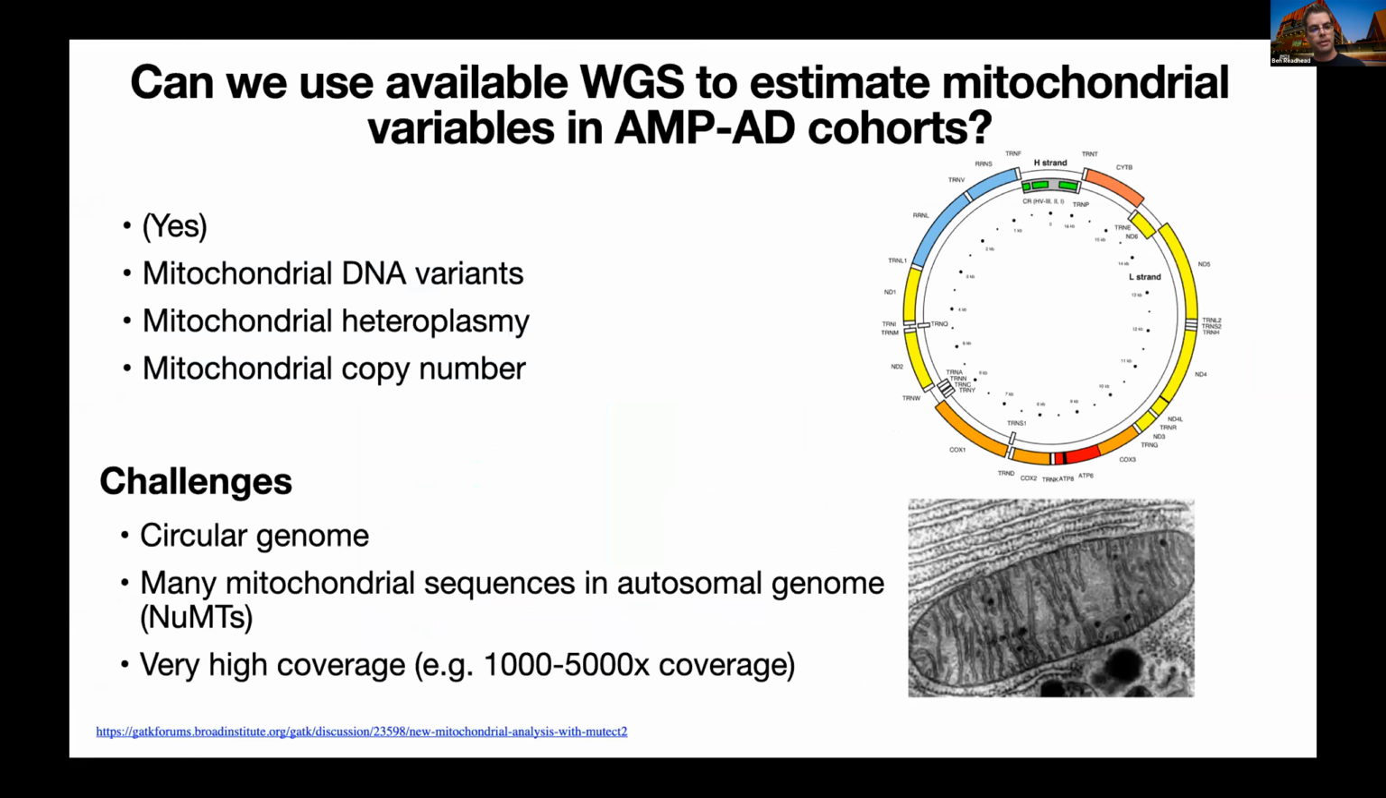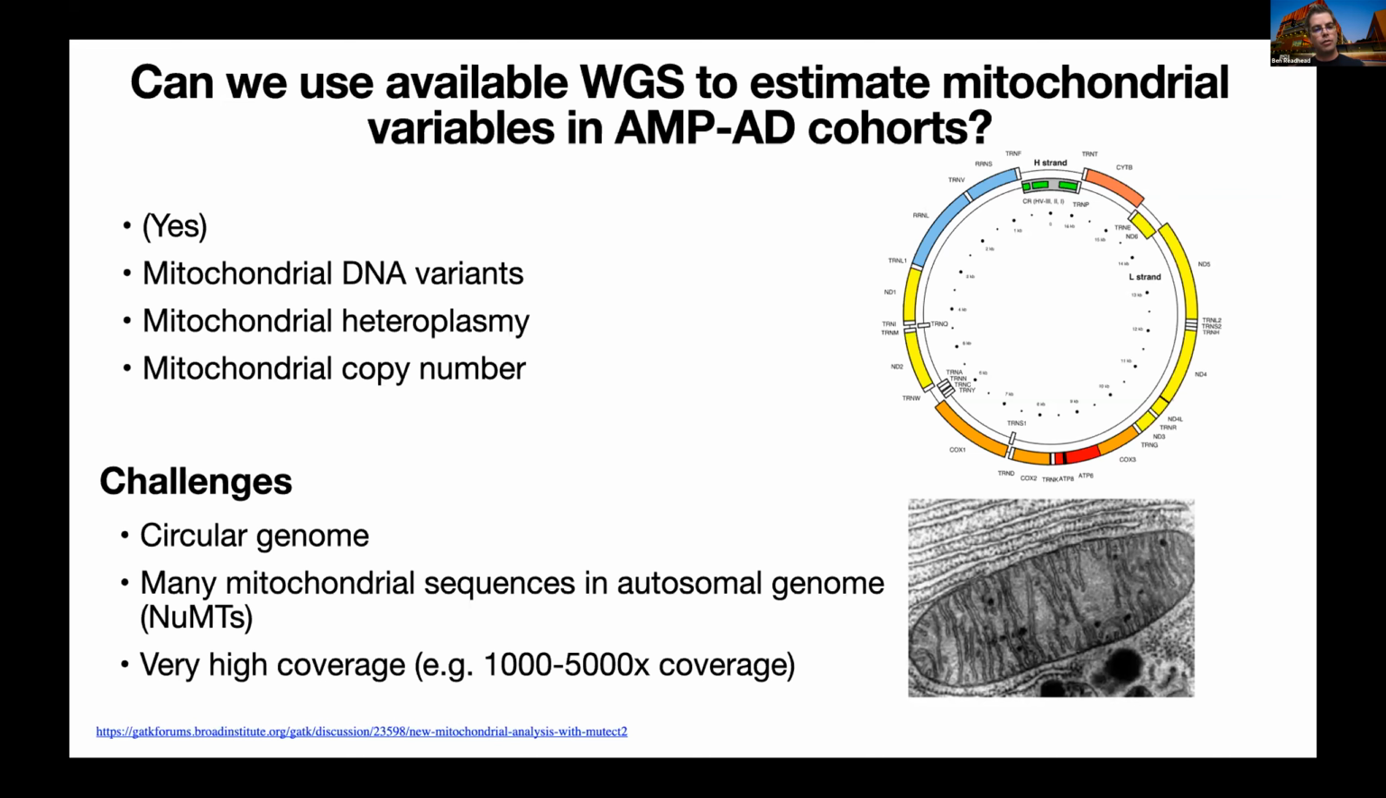Some of the variables we're interested in looking at are straightforward initially, like mitochondrial DNA variants, except called in a more reliable manner than what the standard variant calling pipelines often do. There's quite a lot of homology between stretches of the mitochondrial genome and the nuclear genome, so there are pitfalls there.